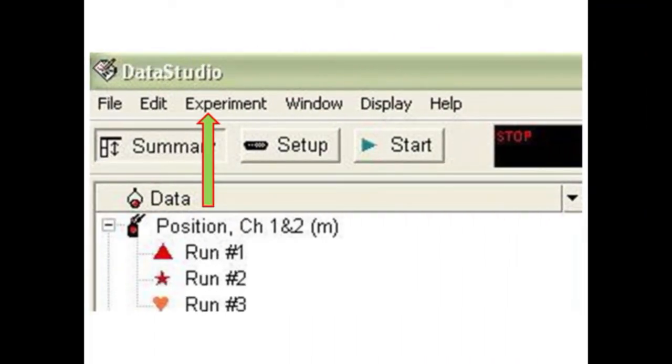One trick you should learn early on in your lab experience is the ability to delete data runs that are flawed. Click on Experiment in the menu and choose Delete All Data Runs.